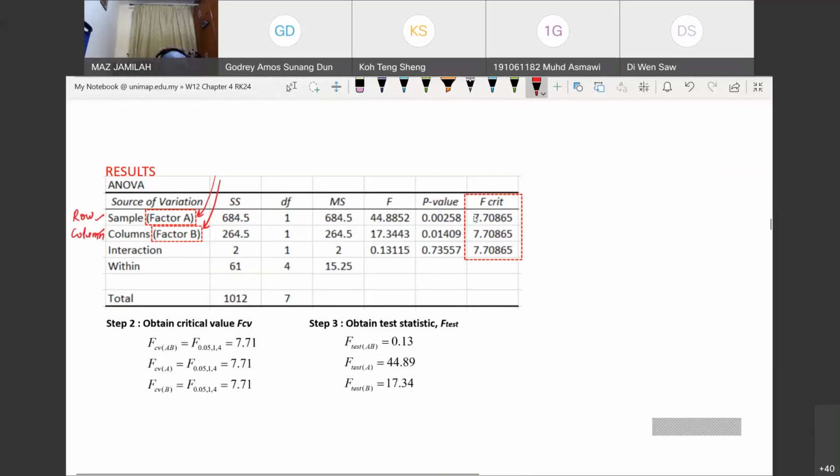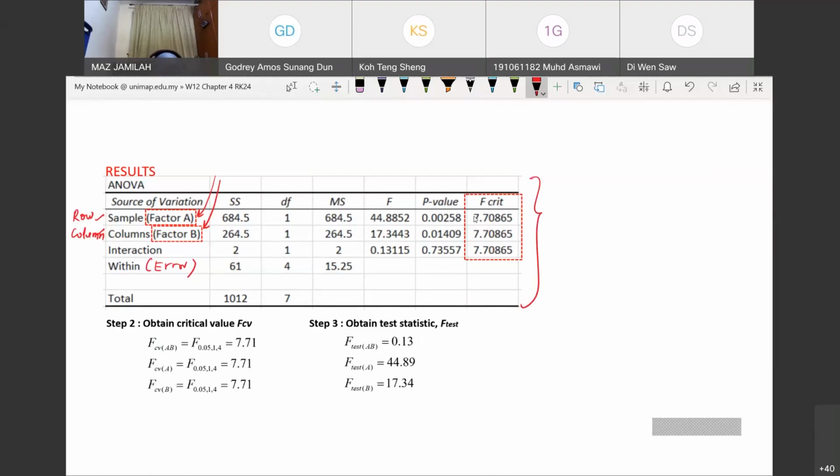Since we know that the column refers to factor B, the row will definitely refer to factor A. Then you will have your interaction effect, and the error. Within is the error, SSE, and then the total. So this is how your ANOVA table looks.